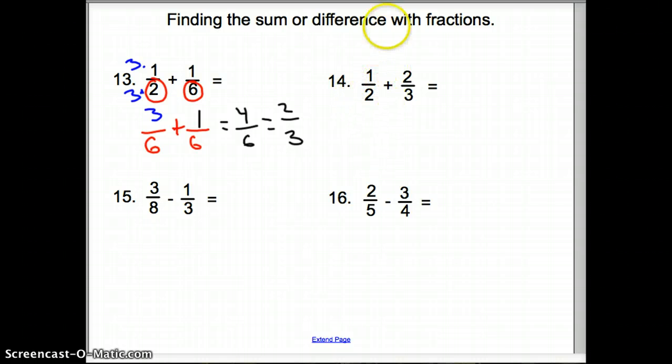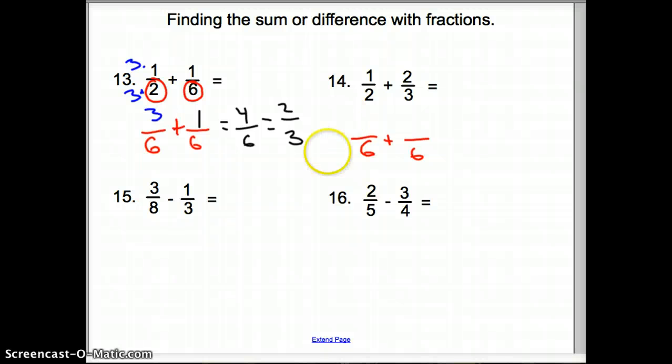All right, let's go to 14. Do we have the same common denominator? Do we have the same bottom number? No. Well, now we have to think, what's a common number between a 2 and a 3? The first one that pops to my mind is a 6. Could you use other numbers besides a 6? Absolutely. You could use 6, 12, 18. Any of those numbers would have been perfect.